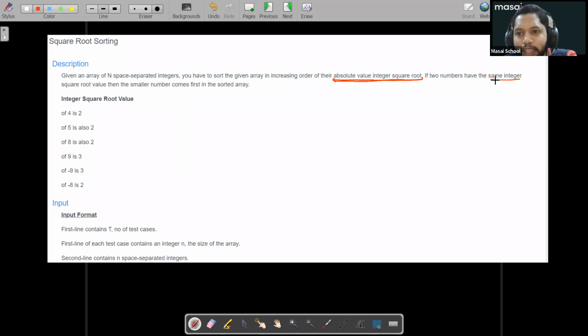And if the integer square root value is the same, then the smaller number comes first in the sorted array. Got it? So what do you mean by absolute integer square root value? We will check it. Okay, yes, Amit, we will simply check it.